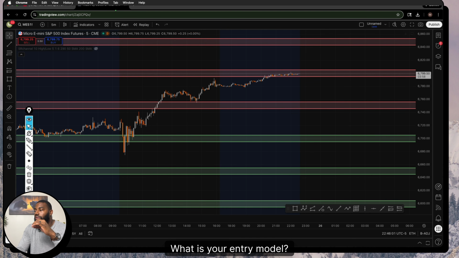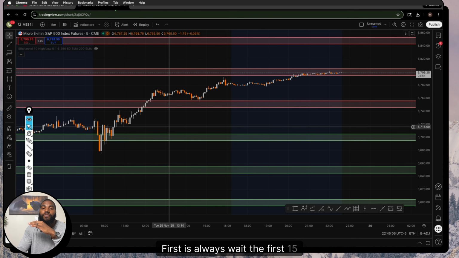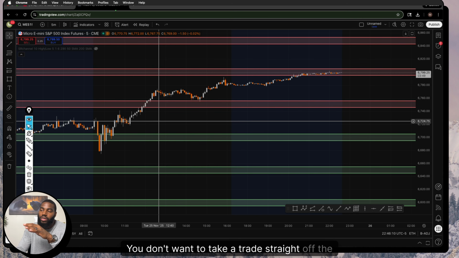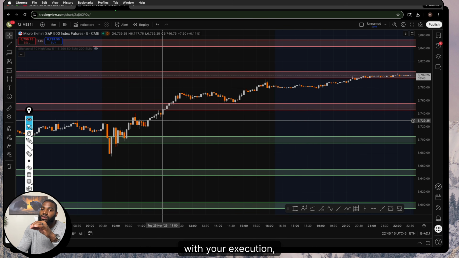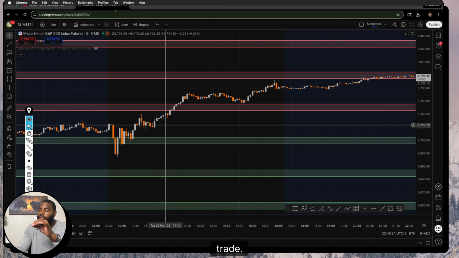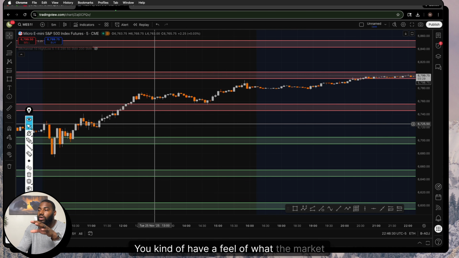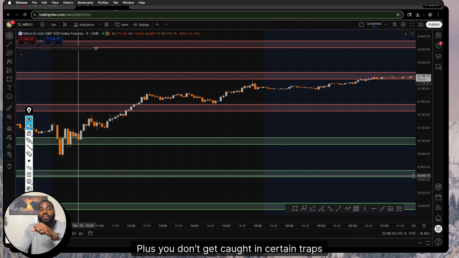What is your entry model? So you can do a couple of things. First is always wait the first 15 minutes of the day. You don't want to take a trade straight off the open unless you are very fast with your execution and you have a game plan set, then you can take the trade. I recommend waiting the 15 to 30 minutes. Why? Because now your zones become clearer. You kind of have a feel of what the market may or may not do. Plus, you don't get caught in certain traps.